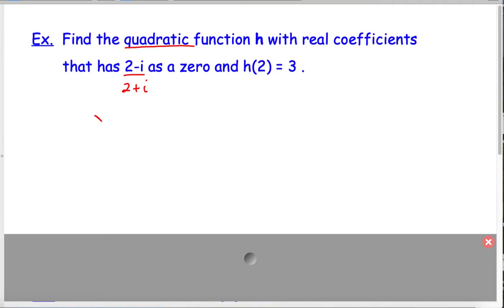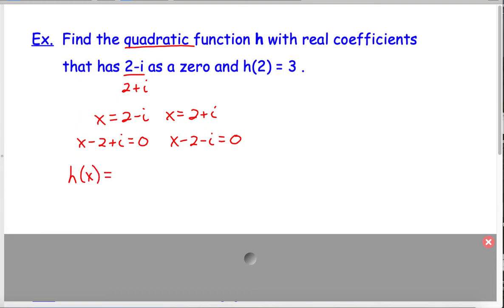So I have x equals 2 minus i and x equals 2 plus i are both zeros, so x minus 2 plus i is equal to 0. That'll be one of my factors. And x minus 2 minus i will equal 0. So this function, h of x, is going to equal potentially some constant, could be 1, could be something else, and then my factors are x minus 2 plus i and x minus 2 minus i. So let me multiply this out.